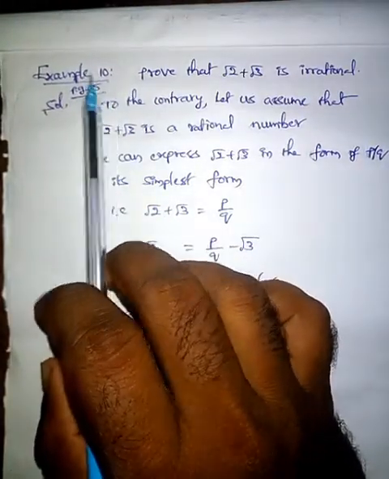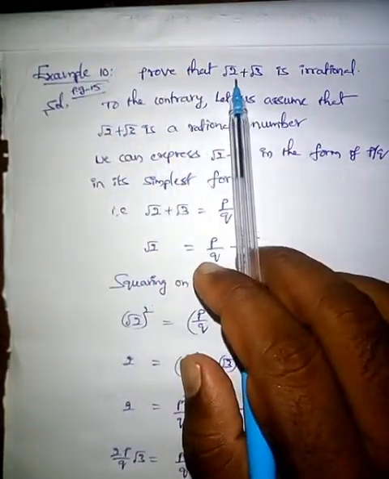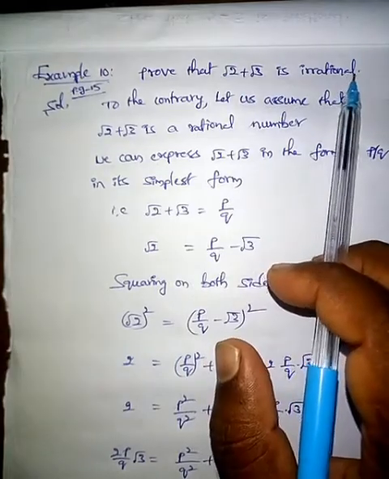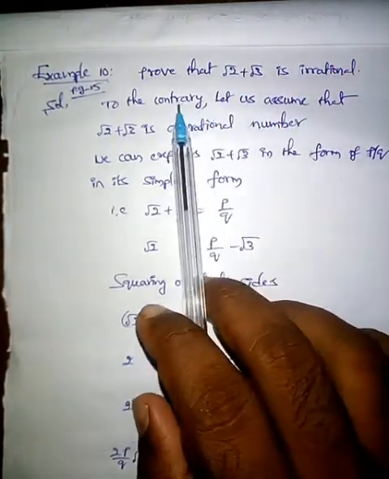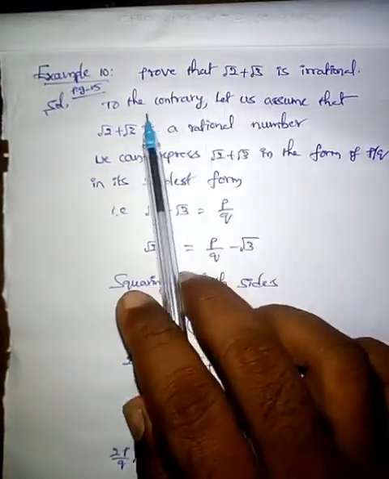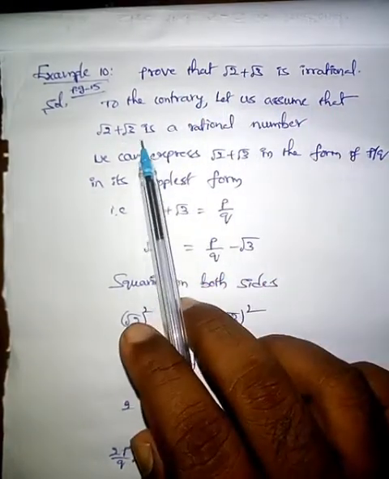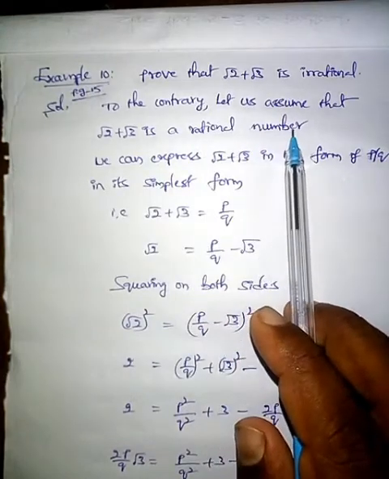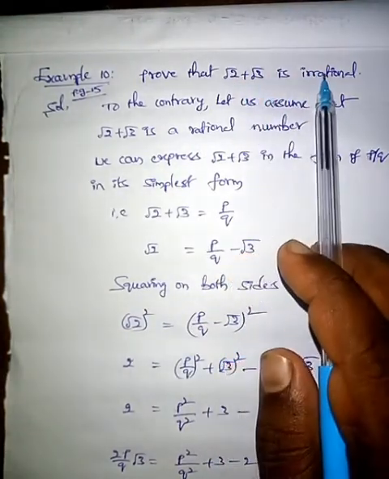Now coming to page number 15, example 10. Prove that root 2 plus root 3 is irrational. So we have to choose the contradiction method for proving this problem. To the contrary, let us assume that root 2 plus root 3 is a rational number. We have to show that root 2 plus root 3 is irrational.